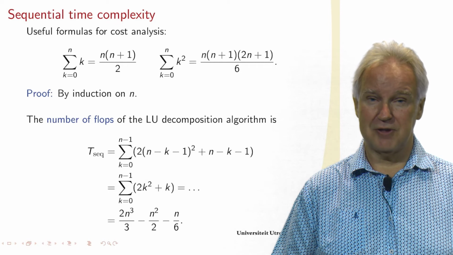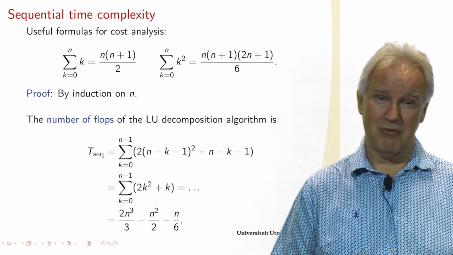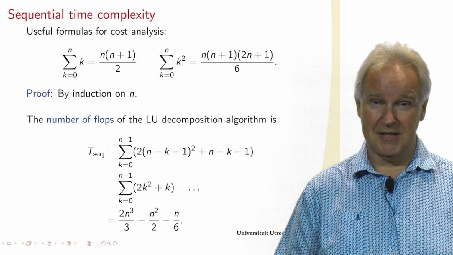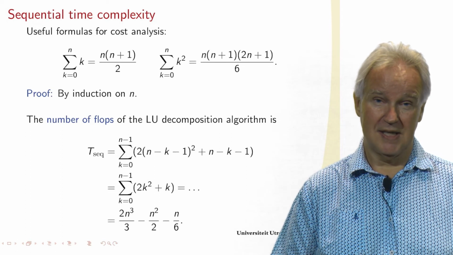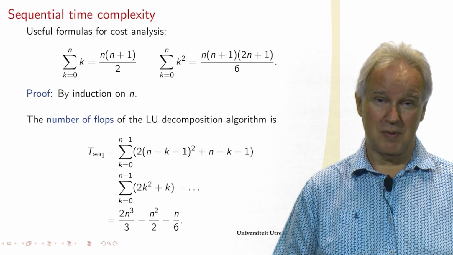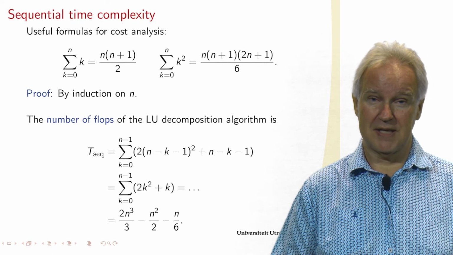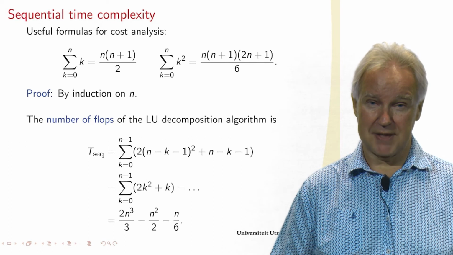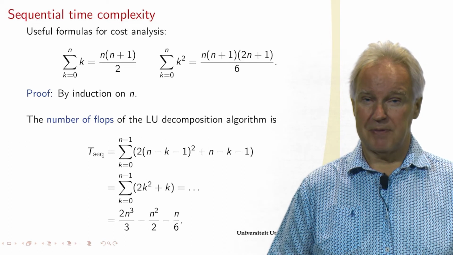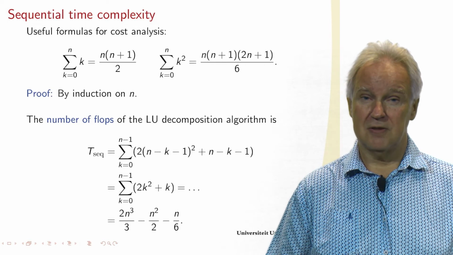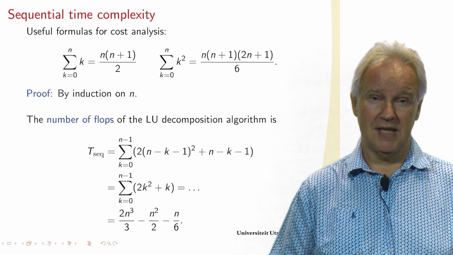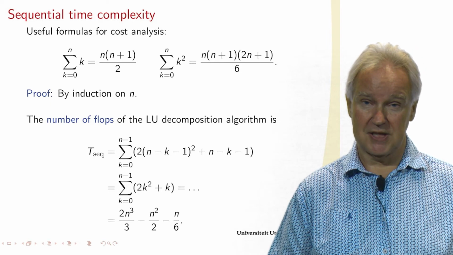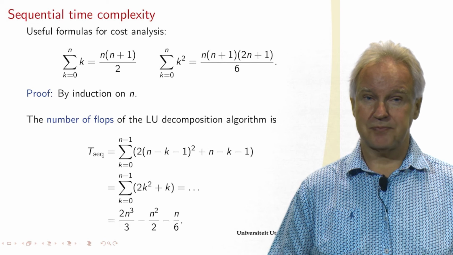So we add all of them up, and we can simplify this formula by just realizing that if k is from 0 to n minus 1, then n minus k minus 1 is also from 0 to n minus 1. So we can write it as 2k squared plus k. And then if we do some simple algebra, we get a formula 2n cubed divided by 3 and some lower order terms. So this is the cost of an LU decomposition expressed in flops.